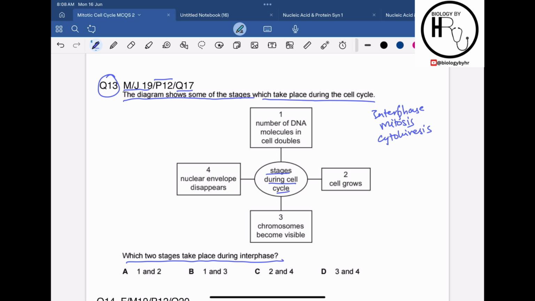Specifically, in interphase we have the G1 phase, we have the S phase and we have the G2 phase. We know that the number of DNA molecules in the cell doubles in the S phase, which is part of the interphase. So we can say yes, 1 is a part of the interphase.